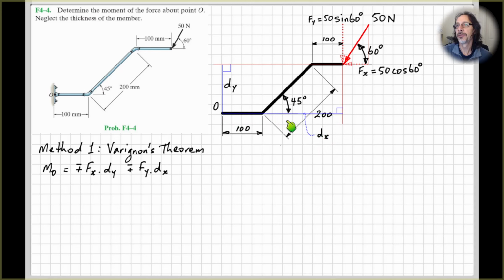Hopefully you can see that that is going to be 100 plus this 100 plus the bottom, or the adjacent edge of this triangle adjacent to the 45 degrees. So let's put those numbers in. For Fx, we had 50 cos 60, and its perpendicular distance was 200 sin 45, just the height of this little triangle that I drew before. So now we have the magnitude of the moment of this component force.